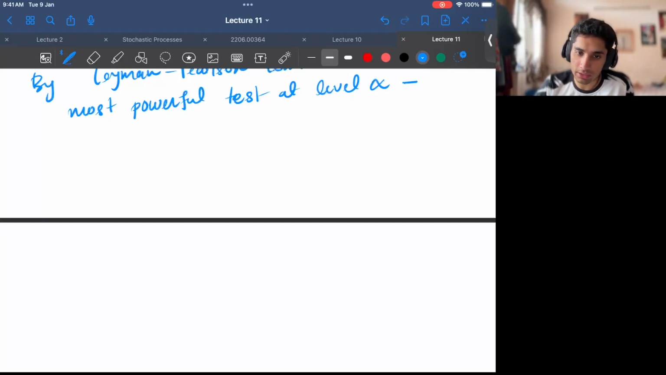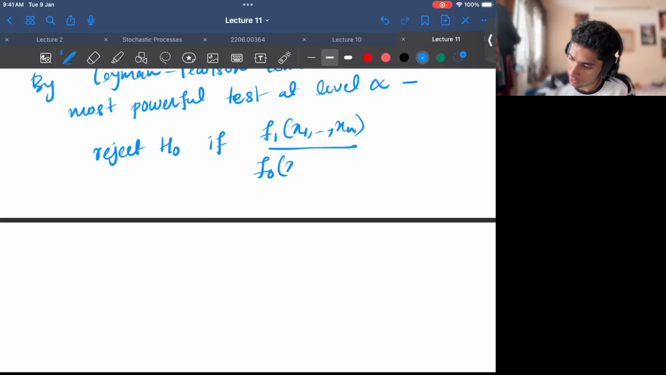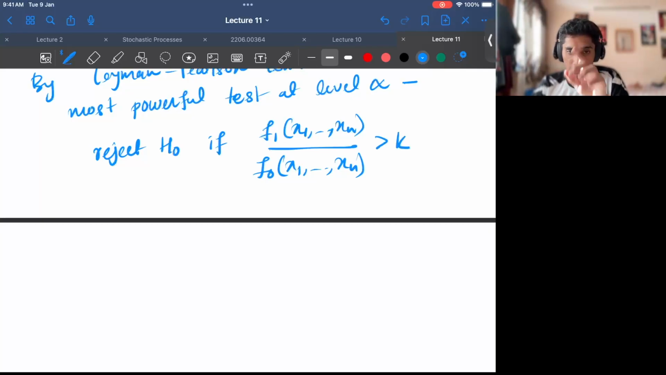Simply just check the likelihood, right? So it will be reject H naught if the likelihood ratio is greater than some scalar, right? So if f1 of x1 till xn by f naught of x1 till xn, this thing is greater than k. Okay. Where, how will you determine this k?